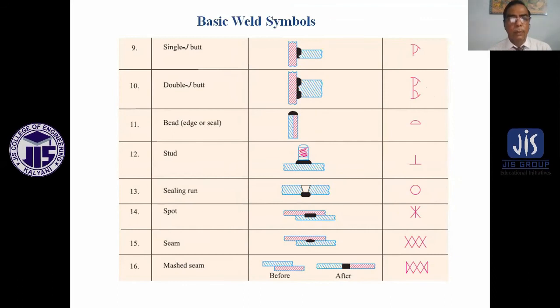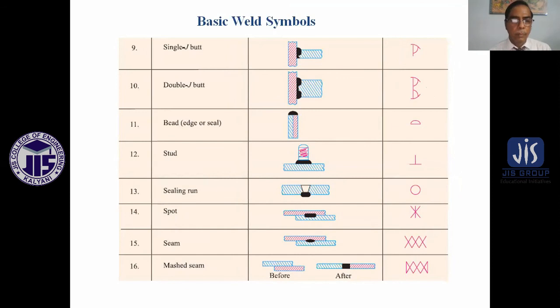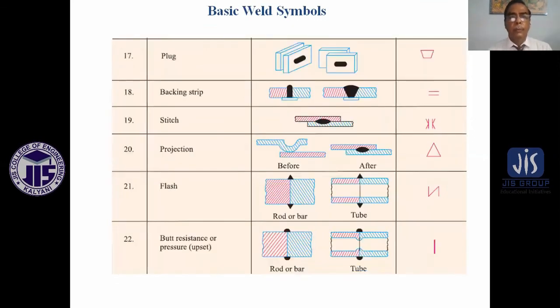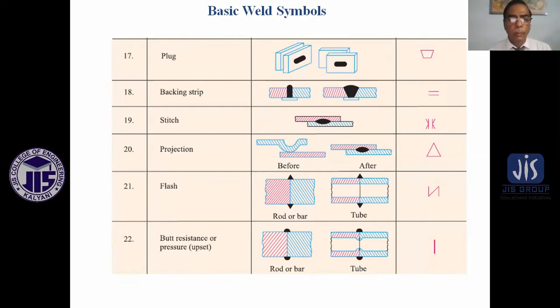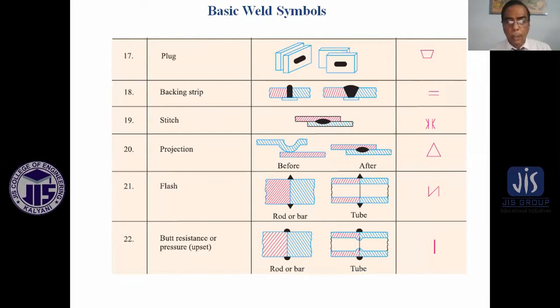Basic welding symbols again: single J butt, double J butt, bead, edge and seal, start, sealing run, spot, seam, mash seam, plug welding, backing strip, stitch welding, projection welding, flash welding, resistance or pressure welding, upset welding.